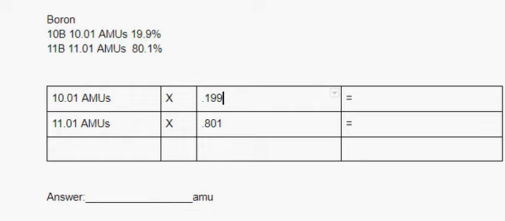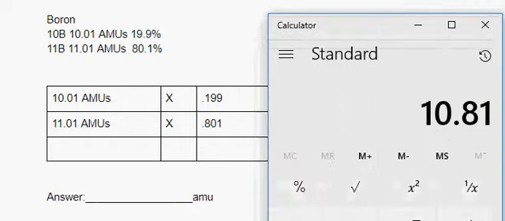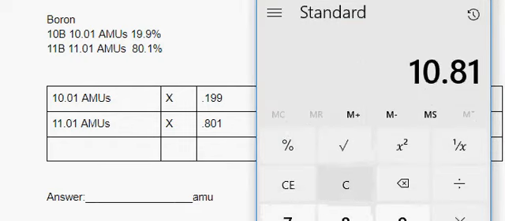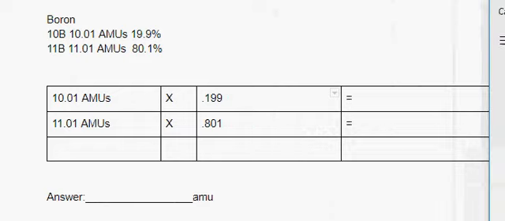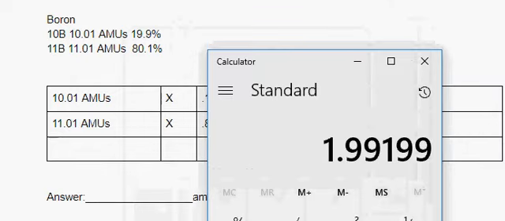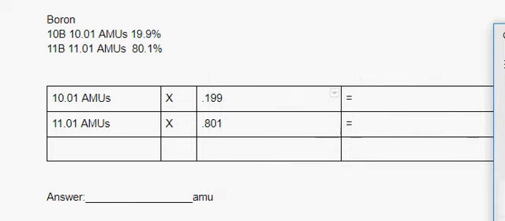All right, let's pop up the calculator. I'm going to do this real quick, and I'm not going to do it for both of these, just for the first one. You take 10.01 and multiply it by 0.199, and that equals 1.99. Since there are only 3 significant figures here, I'm just going to round it off to that number.